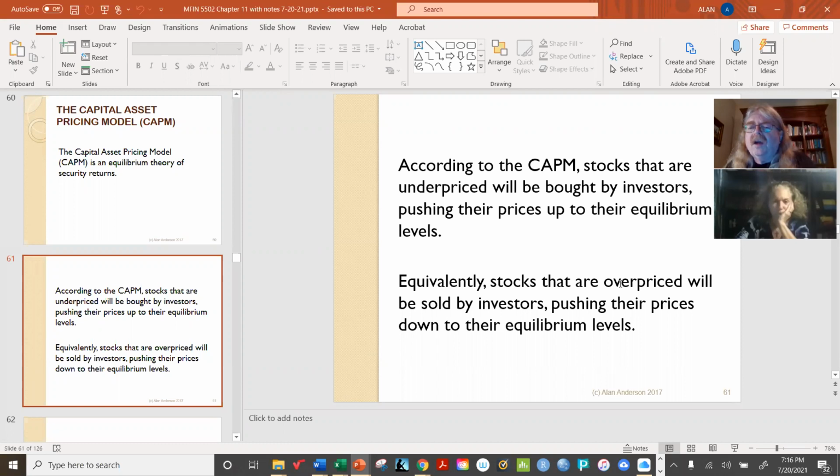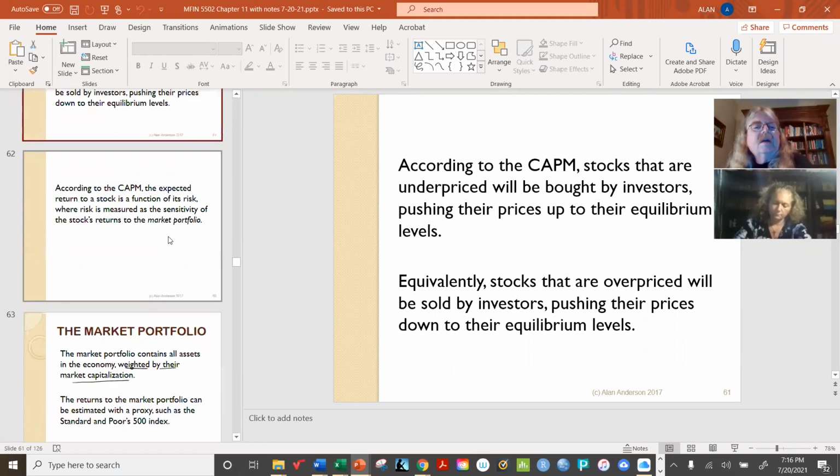The stocks that are overpriced or too expensive will be sold by investors, which will push their prices back down to a level which is consistent with their risk. So according to this model, this will happen automatically on a regular basis. In other words, they're saying that if stock prices are, let's say, too high or too low, they won't stay that way for very long.